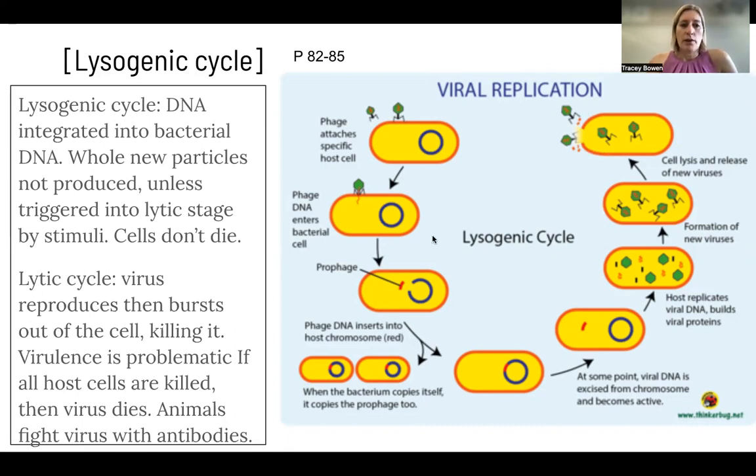So virulence is a problem for viruses. If all the host cells are killed, then the virus will die. So animals are fighting viruses with antibodies. And it's important to notice that there are two stages of this lysogenic cycle.